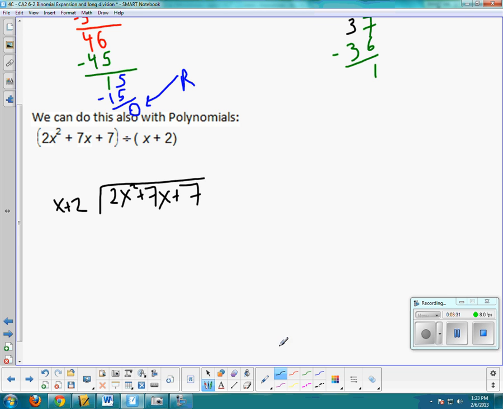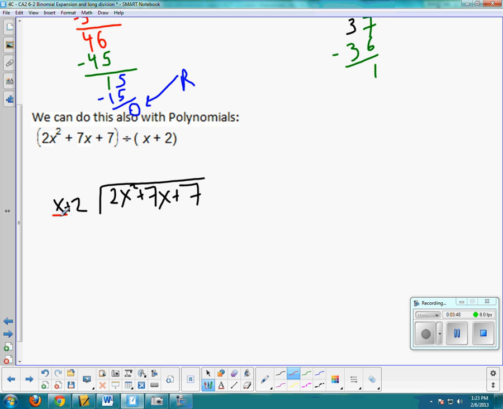Okay, so here's what we do. We are always going to focus on just the x. And that's the number that we're going to see how many times it goes into these numbers. Okay, the 2 is irrelevant. We will handle the 2 when we need to, but right now we just focus on the x.